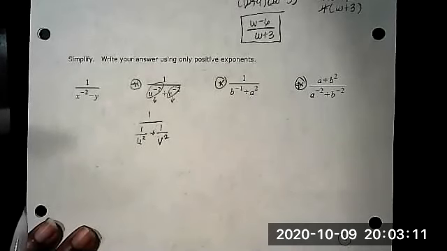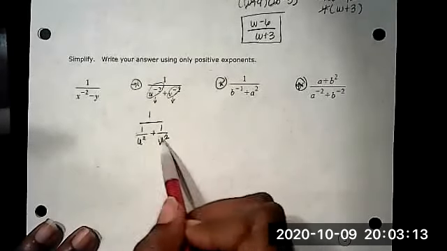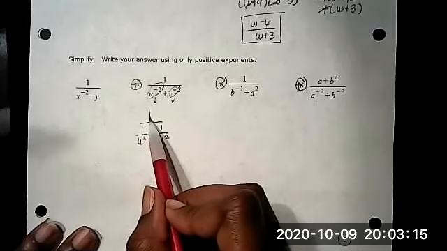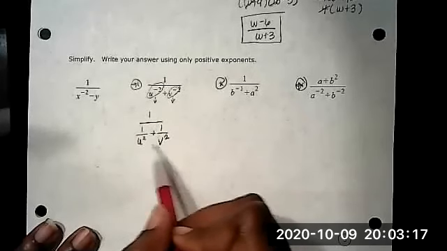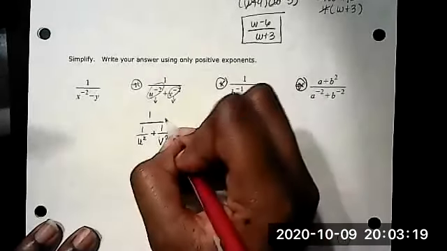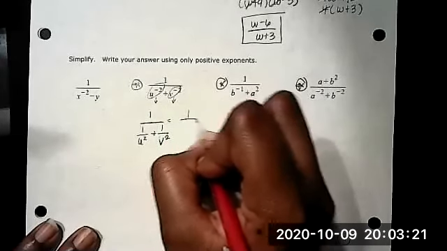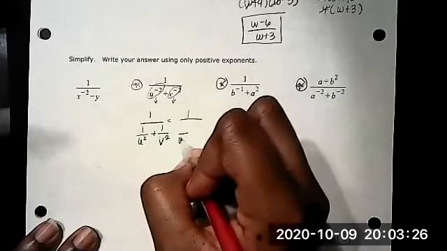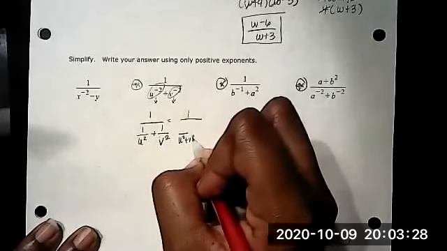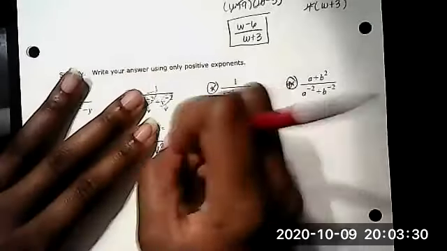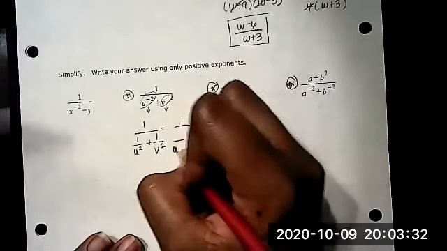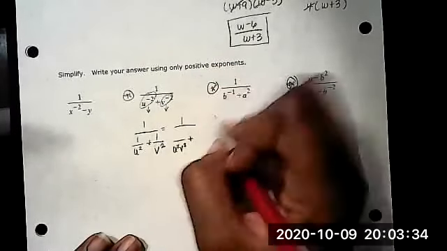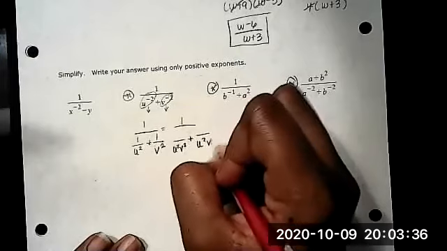So now up here it's just a regular 1. We're okay with that. But down here, we'd have to have a common denominator. What is our common denominator here? u squared, b squared. So our common denominator is u squared times b squared, plus, of course, u squared b squared.